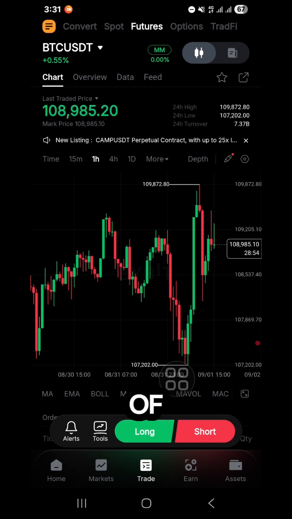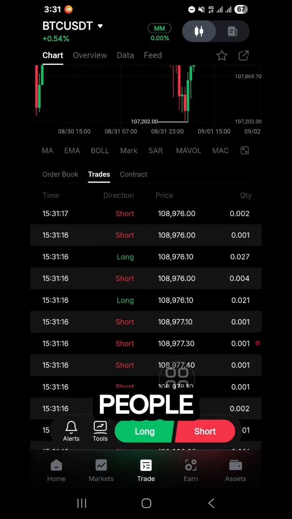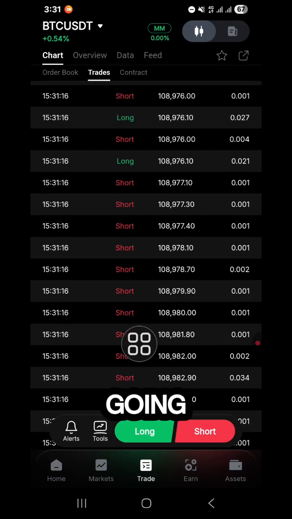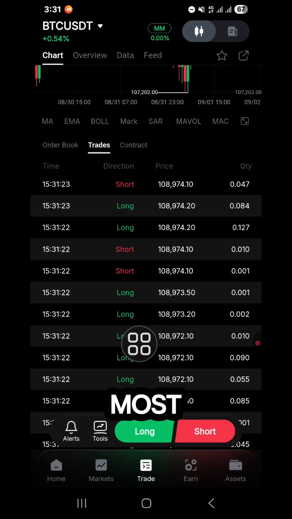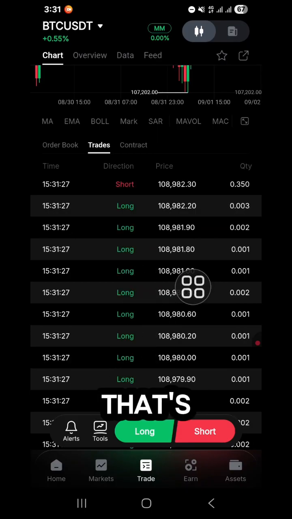Also, if you predict that the price of Bitcoin is going down and you short, and the price of Bitcoin starts going up, which means going against what you predicted, then that means you're going to lose. As you can see, a lot of people are predicting that Bitcoin price is going to go down. That's why they are shorting. While most people predict that the price of Bitcoin is going to go up. That's why they are longing. So this is what it simply means.